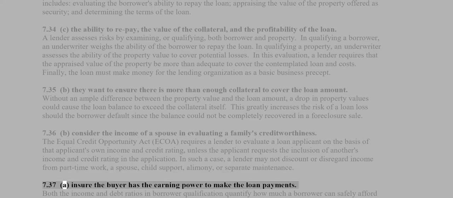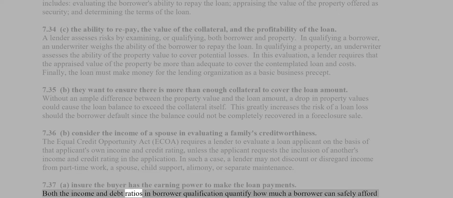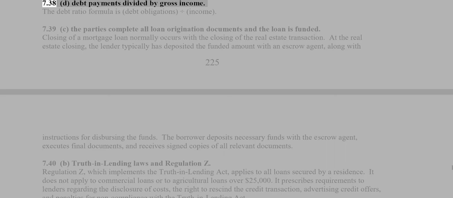7.37. A. Ensure the buyer has the earning power to make the loan payments. Both the income and debt ratios in borrower qualification quantify how much a borrower can safely afford to pay on a mortgage loan. The income ratio focuses on the borrower's earning power. 7.38. D. Debt payments divided by gross income. The debt ratio formula is debt obligations divided by income.